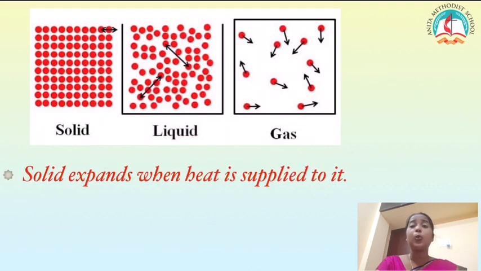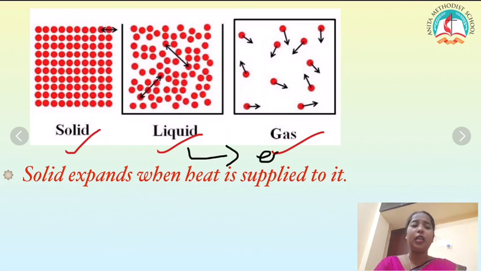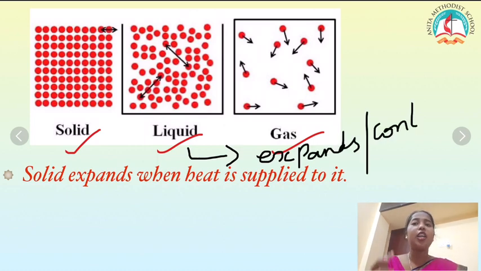Solid expands when heat is supplied to it. Like solid substance, liquid are also affected by heat. In a thermometer, when a liquid gets heat, it expands, and when it's cooled down, it contracts. It is used to measure temperature.